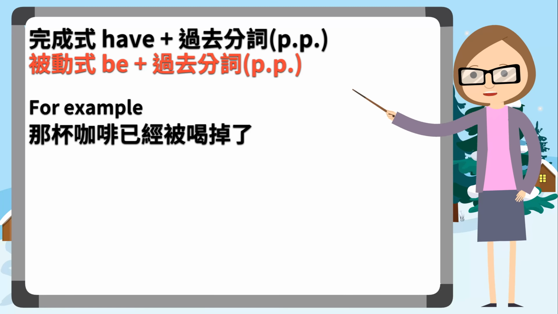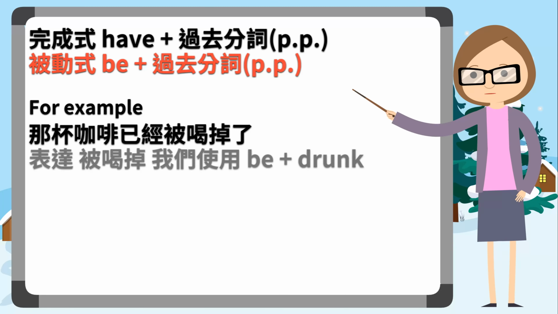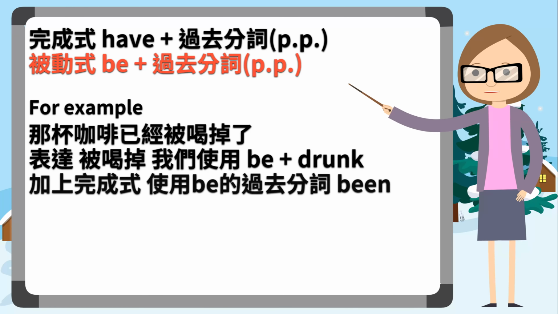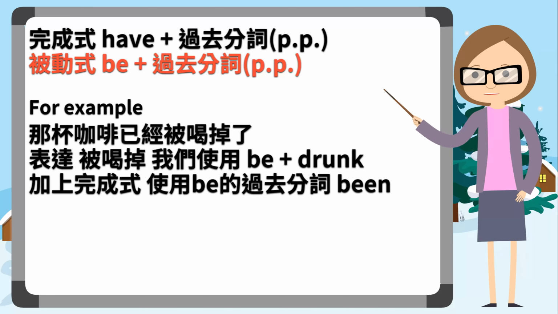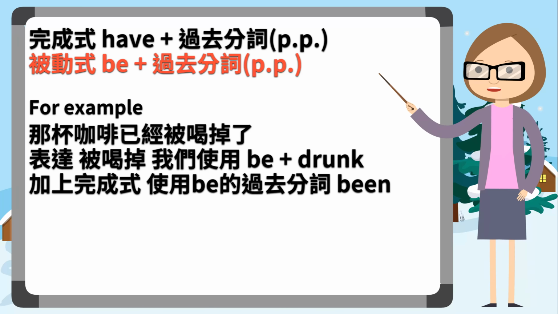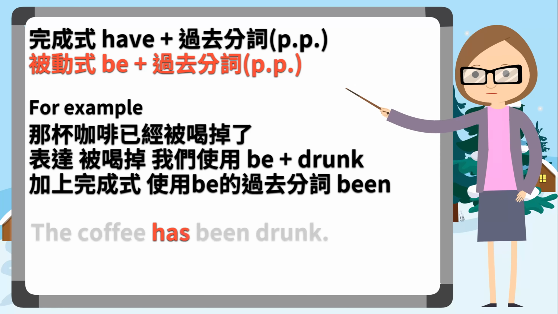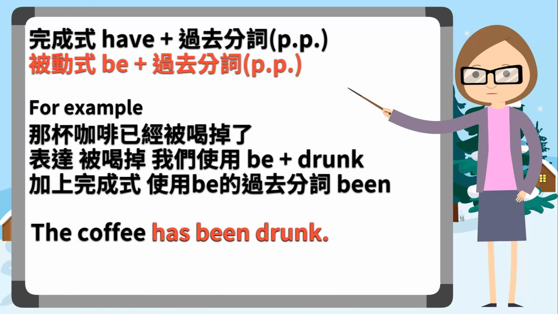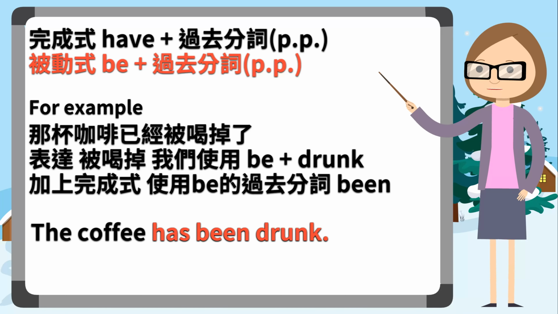那杯咖啡已经被喝掉了。表达被喝掉，我们使用 be 动词再加上 drunk。我们在前面再加上完成式，我们使用 be 的过去分词 been。所以我们将句子写成 The coffee has been drunk.